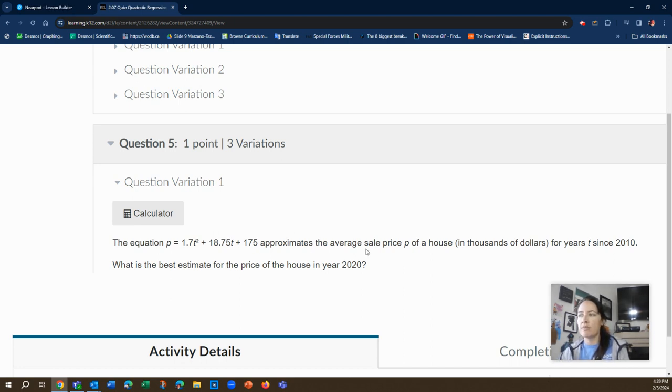This equation approximates the average sales price of a house in thousands of dollars for years T since 2010. What is the best estimate for the price of the house in the year 2020? Okay, so now we have some critical thinking to do here. You'll see this on things like Zillow, Realtor.com, Redfin. I don't know the other ones that are out there. There's so many. But they do use these math models.